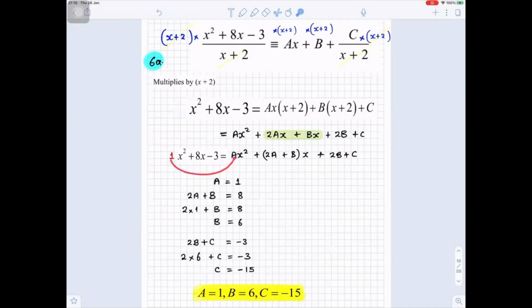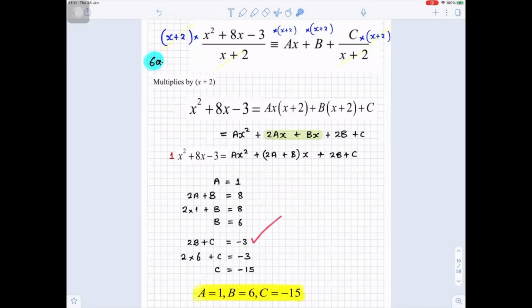1 is equal to a, that's the coefficient of x squared, a is 1. 2a plus b is equal to 8, that's the coefficient of x, what is in front of x. And 2b plus c is equal to minus 3. So from there, we got a is 1. Substituting a is 1 in there, 2 times 1 plus b equals 8. That gives b is 6.